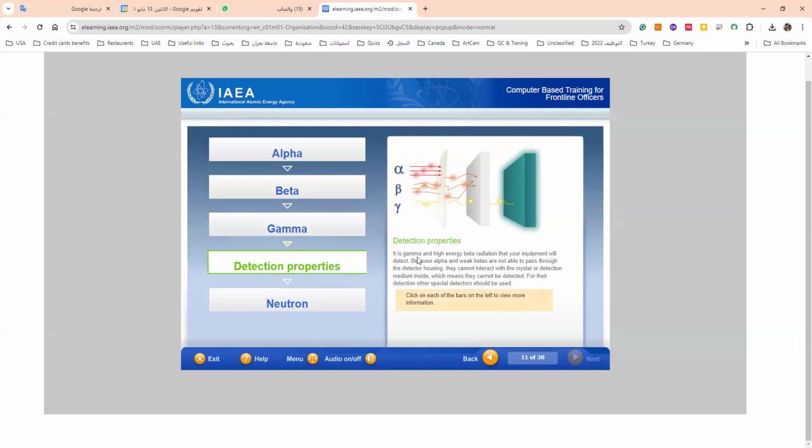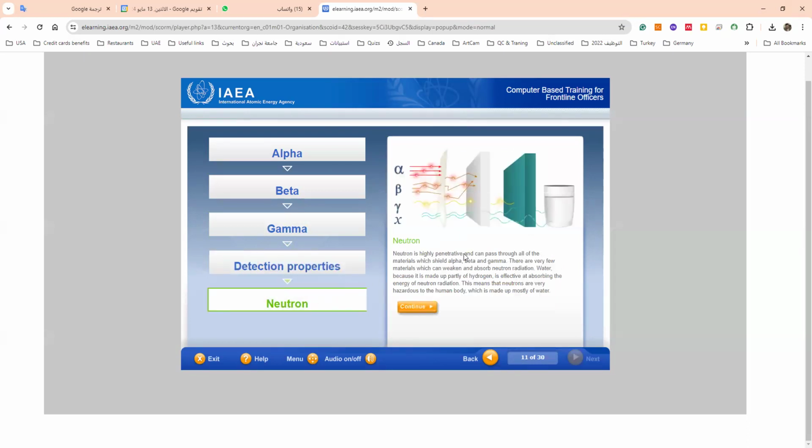Detection properties: gamma and high energy beta radiation are what your equipment will detect, because alpha and weak beta are not able to pass through the detector housing. They cannot interact with the crystal or detection medium inside, which means they cannot be detected. For their detection, other special detectors should be used. Neutron is highly penetrative, as we said, and can pass through all of the materials which shield alpha, beta, and gamma. So we need a moderator like hydrogen, as we said again.